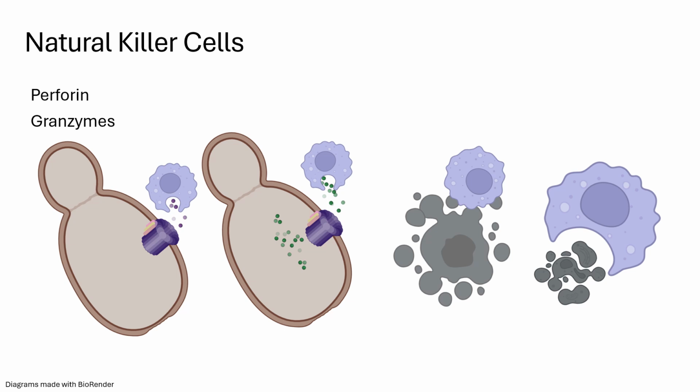NK cells can also secrete cytokines that act like flare guns to augment the inflammatory response. The cytokines would draw other white blood cells to the area. This type of attack is very similar to how another lymphocyte works that we will talk about in a later mini lecture. And these are called CD8 T cells or cytotoxic T cells.